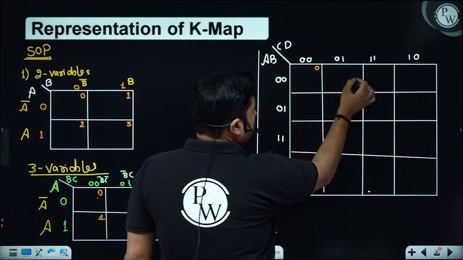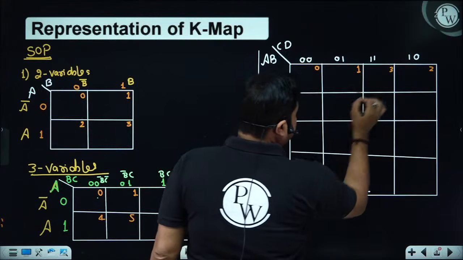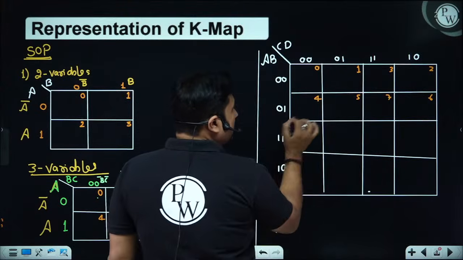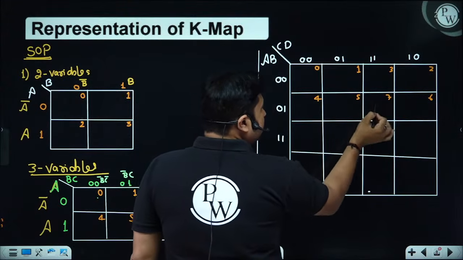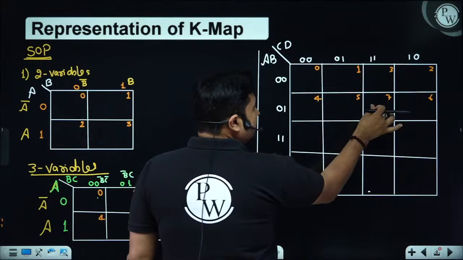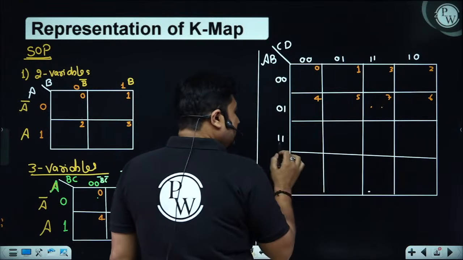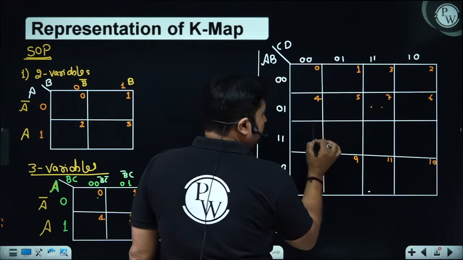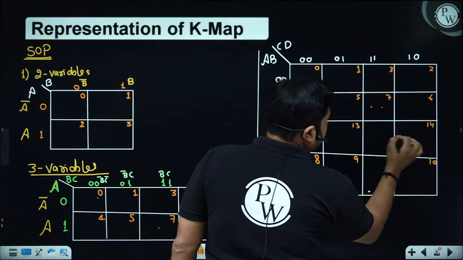So this is your 0, 1, 2, 3, 4, 5, 6, 7. This subblock is representing 7: 01 is from this and 11 is from this. In the same way, this is your 8, 9, 10, 11, 12, 13, 14 and 15.